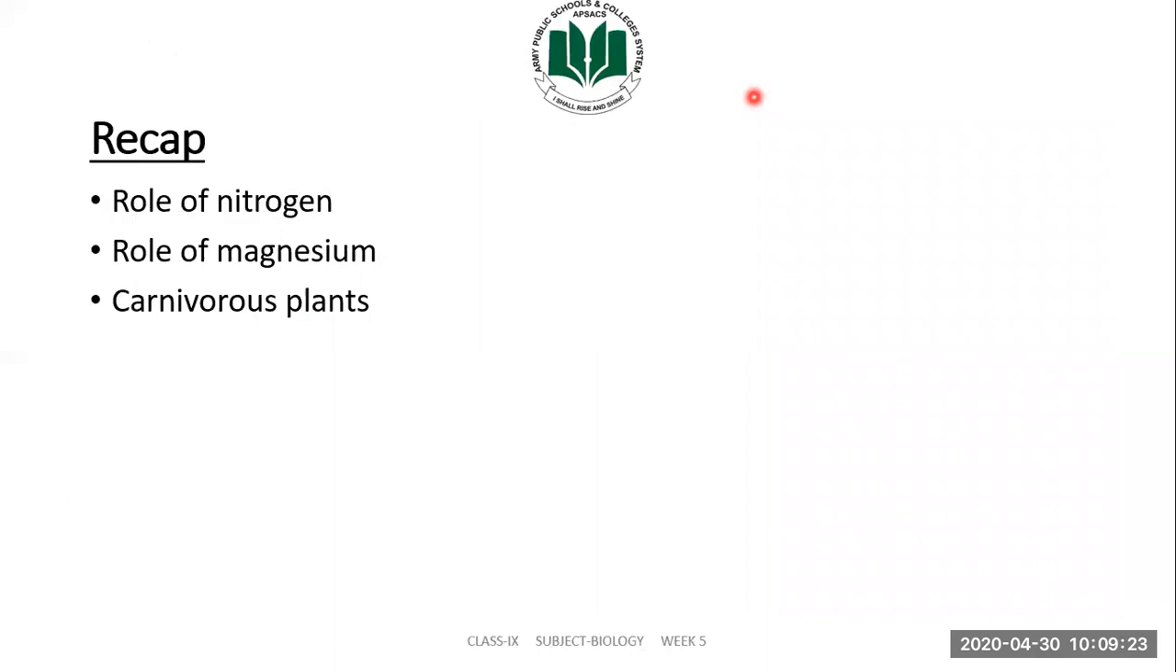So let's have a quick recap of what we have learned in today's lesson. We learned the role of nitrogen and magnesium, and in the end, we conclude that they are very essential for plants' growth. And the last but not the least is the interesting topic of carnivorous plants. Examples are Venus flytrap and sundew. They are trapping the insects to get their much needed nitrogen from the environment.